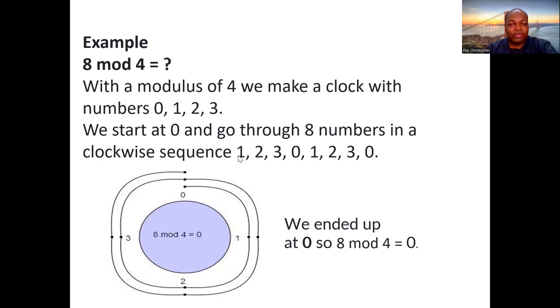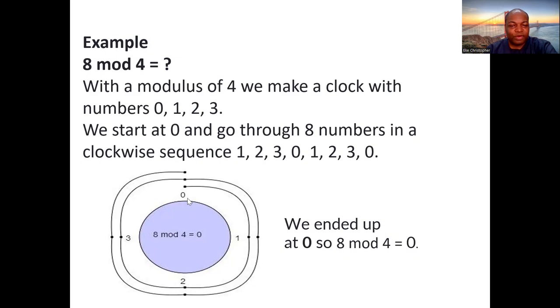So as a result of that, we have 0. Of course, 0 is the starting point. We have 1, 2, 3. When we get to 3, we start again from 0, 1, 2, 3. When we get to 3, we start again from 0 until we get up to 8. We have at the end 1, 2, 3, 4, 5, 6, 7, 8 different steps.